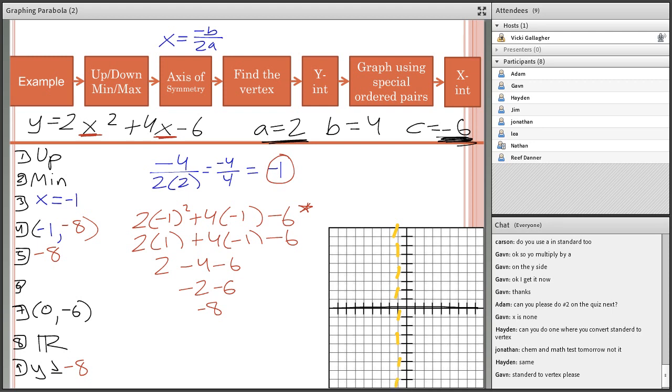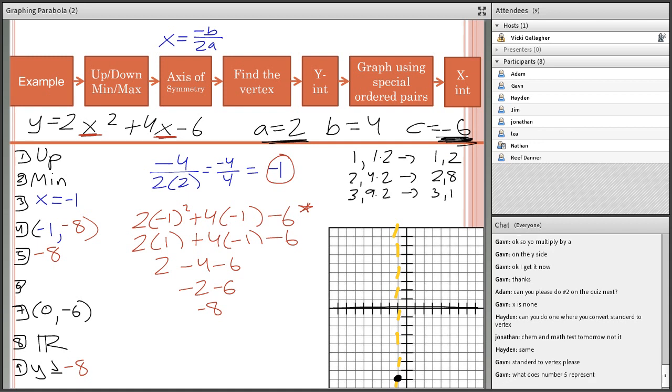So my vertex is at negative what? Yeah, negative 1, negative 8. 1, 2, 3, 4, 5, 6, 7. It's all the way down here. My special ordered pairs, I will need to alter because my A is 2. So the first one will turn into 1, 2. The second one will turn into 2, 8. And the third one will turn into 3, 18.